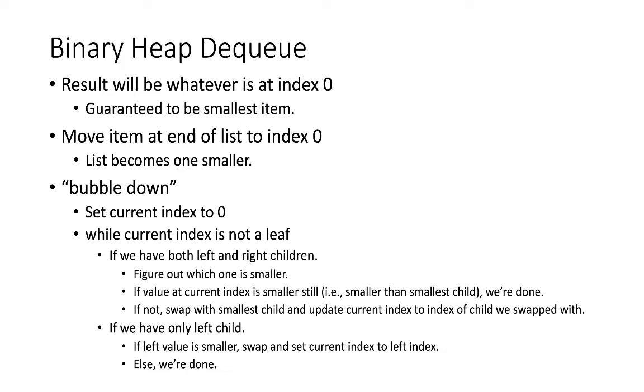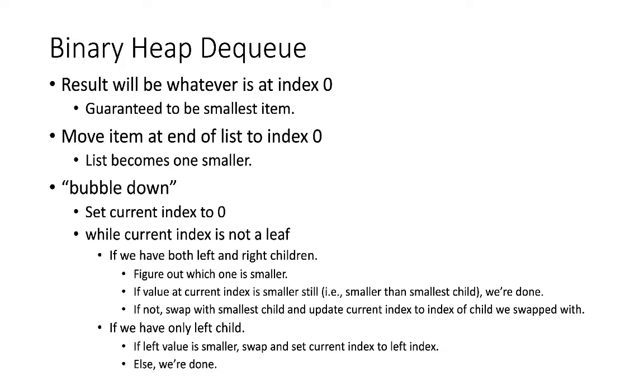If the value at the current index is smaller than either of our children, then we're done, right? Because our invariant holds. But if not, then we simply swap whatever is at the current index with whatever is at the index of our smallest child, and now we set our current index to be the index of our smallest child. That's what we do if we have both a left and a right.